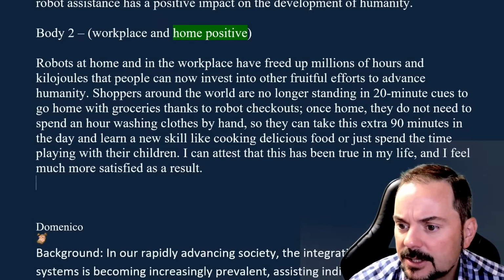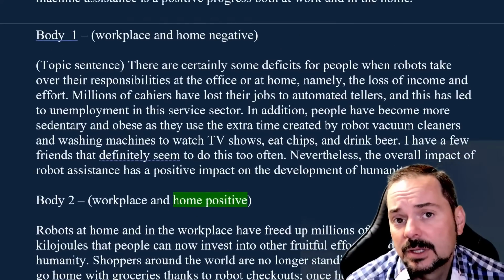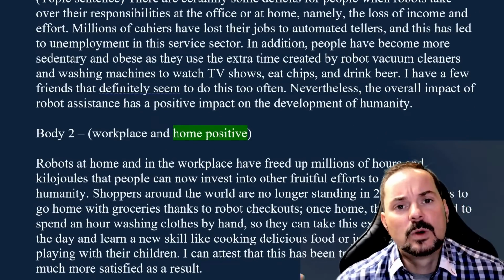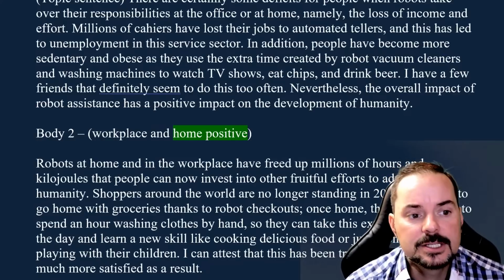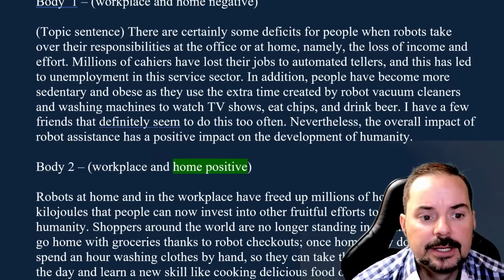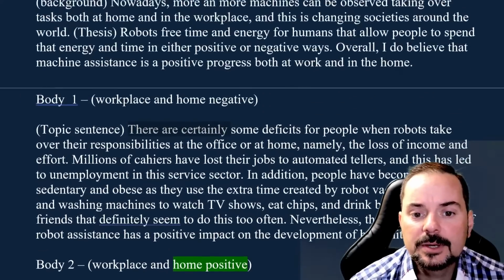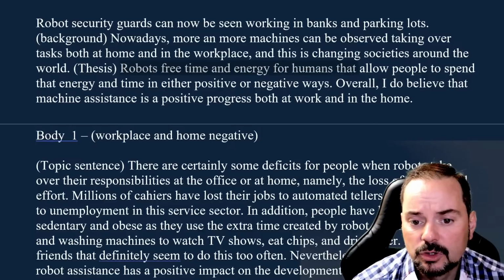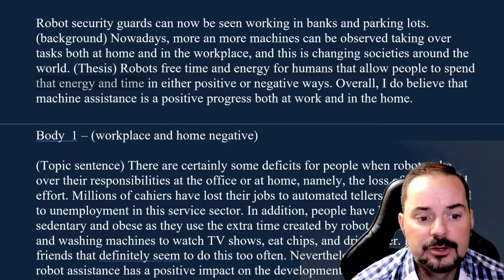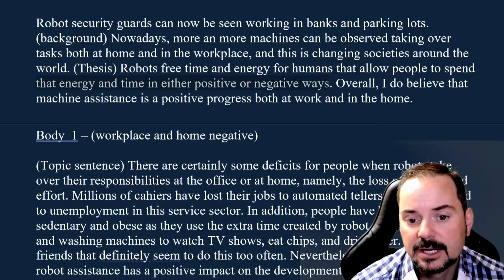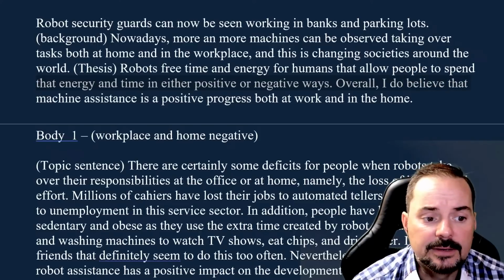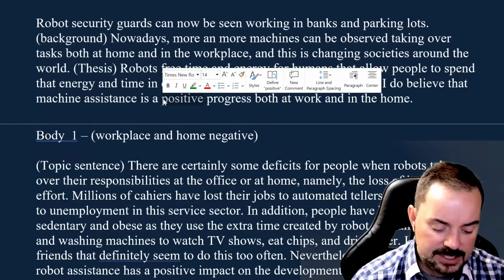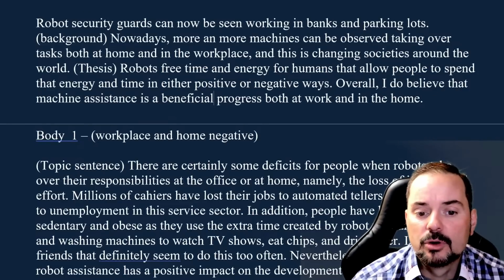Did anybody get that? So when you read these paragraphs together, let's read them together. Do you get that feeling? Like, do you feel like, oh yeah, I get why this person likes robots? So let's read it with a thesis, right? Robots free time and energy for humans that allow people to spend that energy and time in either positive or negative ways. Overall, I do believe that machine assistance is a beneficial, let's paraphrase here, beneficial progress both at work and in the home.